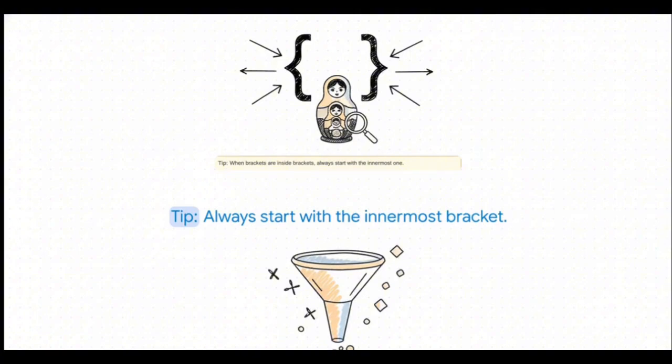So, here's an absolutely crucial pro tip to remember. Whenever you're faced with nested brackets, meaning you've got brackets tucked inside of other brackets, always start with the innermost one and work your way out. It's exactly like unpacking a set of Russian nesting dolls. You just find the smallest one first, open it up, and the math funnel will work perfectly for you every single time.